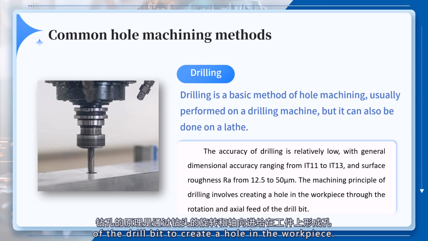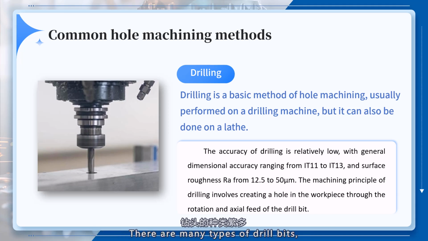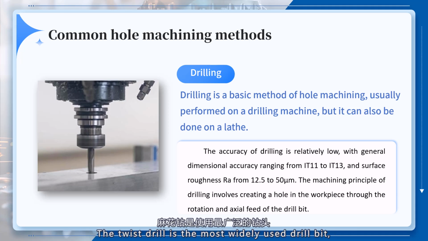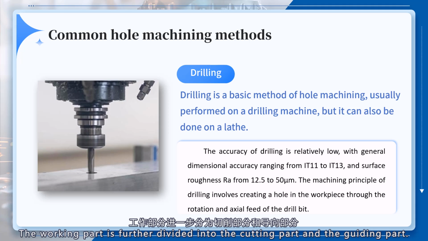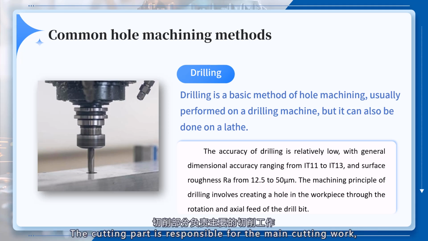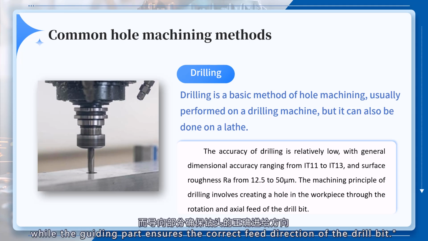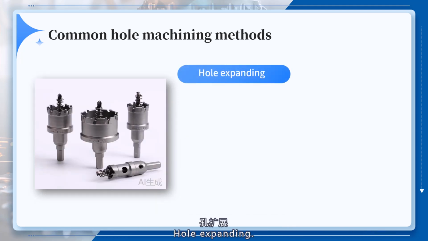workpiece. There are many types of drill bits, with twist drills and center drills being the most common. The twist drill is the most widely used drill bit, consisting of a shank, neck, and a working part. The working part is further divided into the cutting part and the guiding part. The cutting part is responsible for the main cutting work, while the guiding part ensures the correct feed direction of the drill bit.